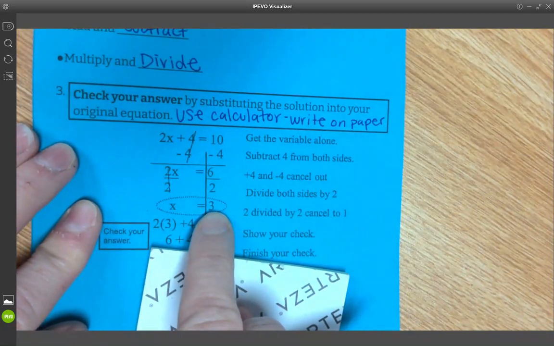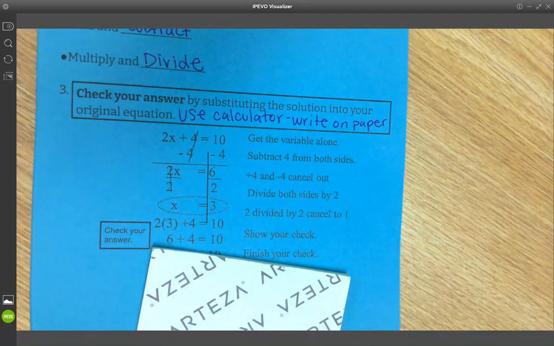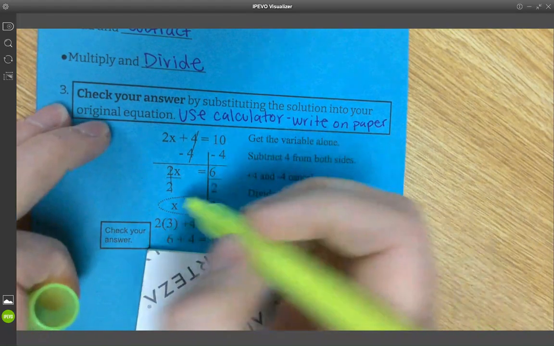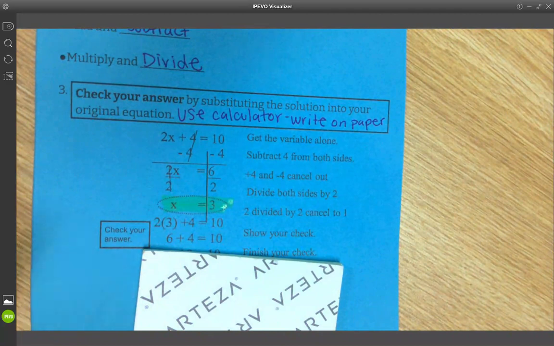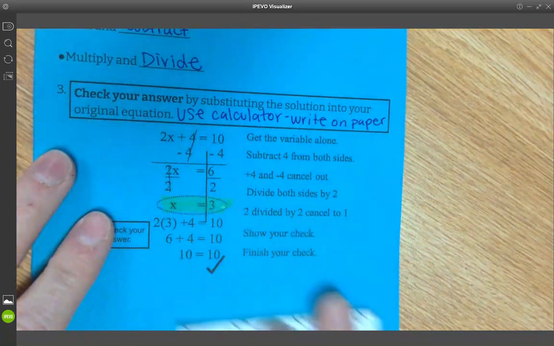I want y'all to box that, circle it, highlight it, something to make it where I can see it whenever I'm grading your work. It's kind of hard to see on this blue turquoise paper.